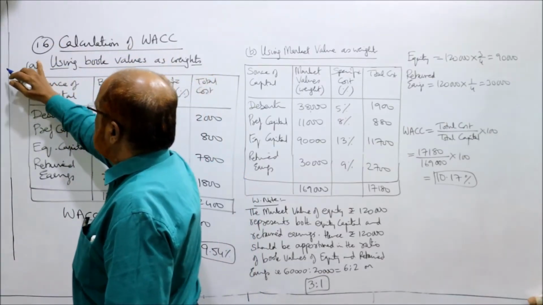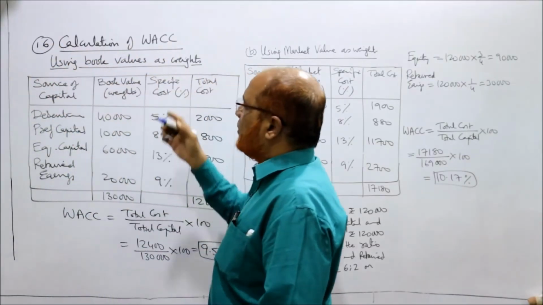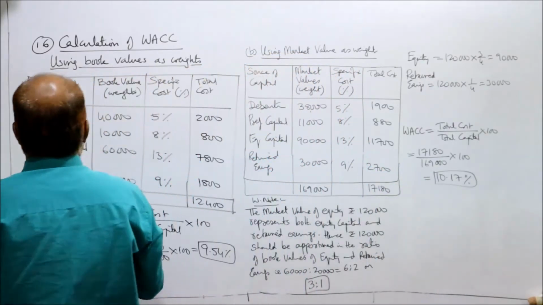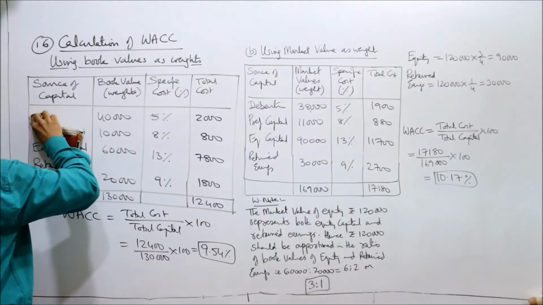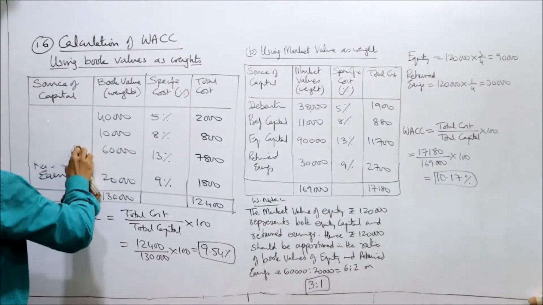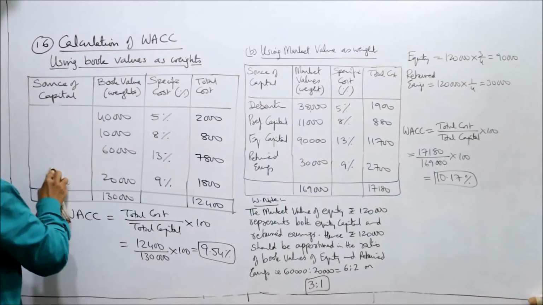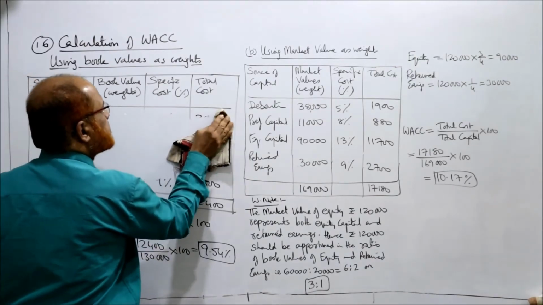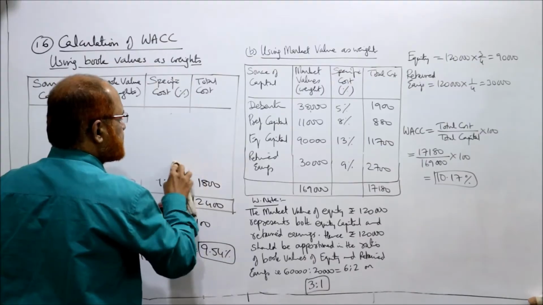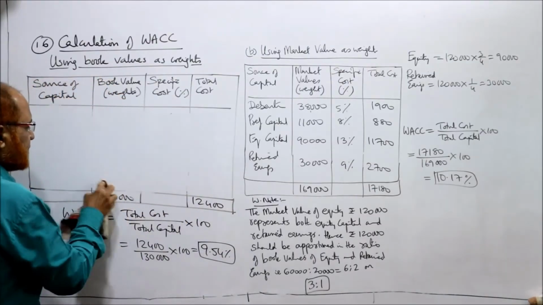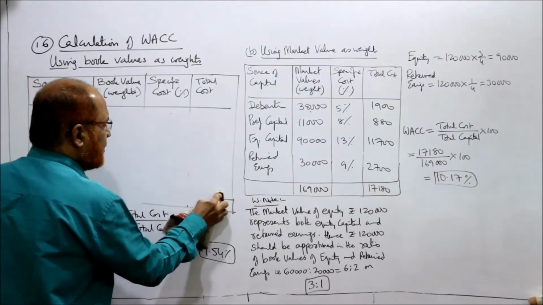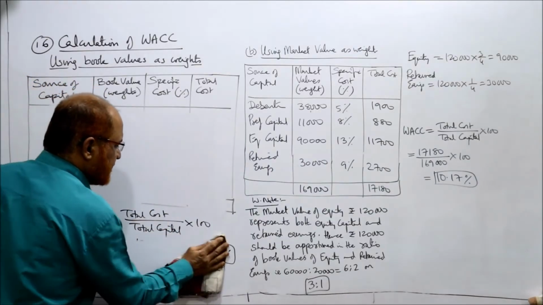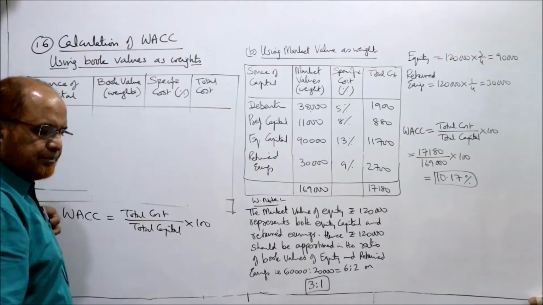Calculation of WACC using book value as weights. So simply I am changing the values. You can see only I am changing the values, that's it. The format, formula, everything is remaining the same.